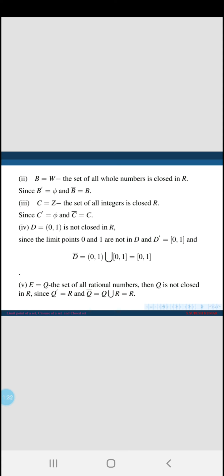Therefore, Q dash is equal to R. Therefore, Q does not contain all its limit points. Therefore, Q is not closed. The closure of Q is Q union Q dash. Q dash is equal to R. Therefore, Q union R, so Q closure is equal to R.